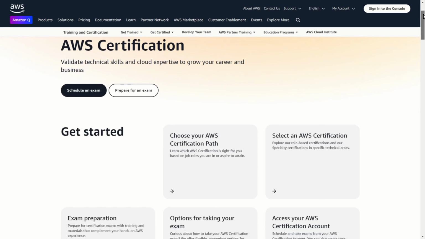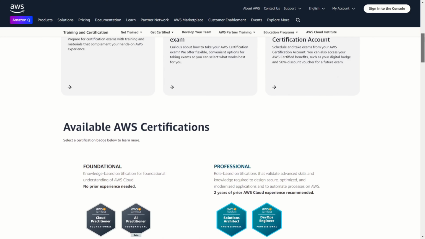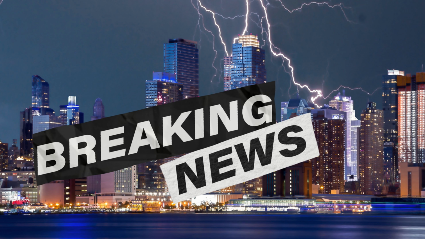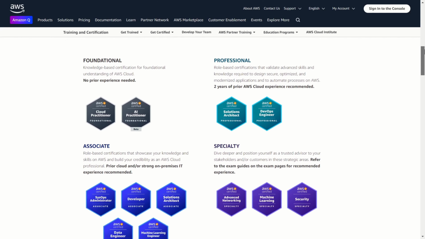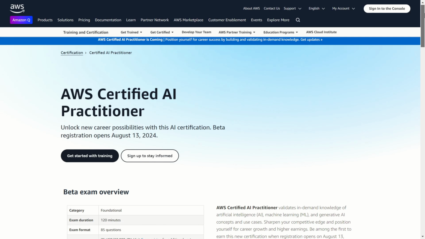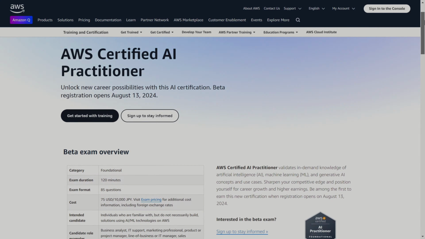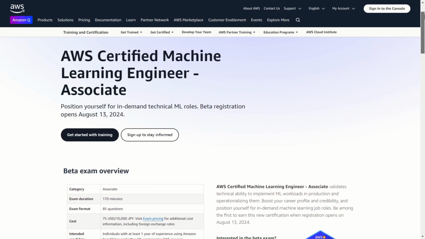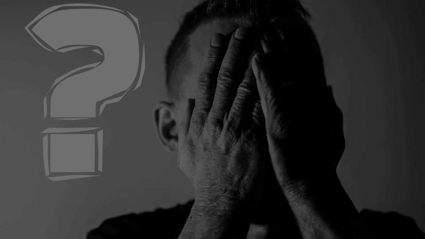Today I have some exciting news to share with you about the AWS certification exams. AWS has announced the introduction of 3 new question types: ordering, matching and case study. The first exams to include these new question types are AWS Certified AI Practitioner and AWS Certified Machine Learning Engineer Associate. You are probably thinking, why?